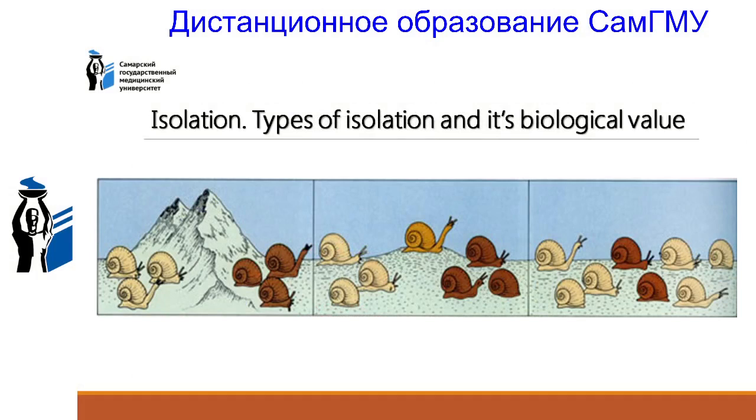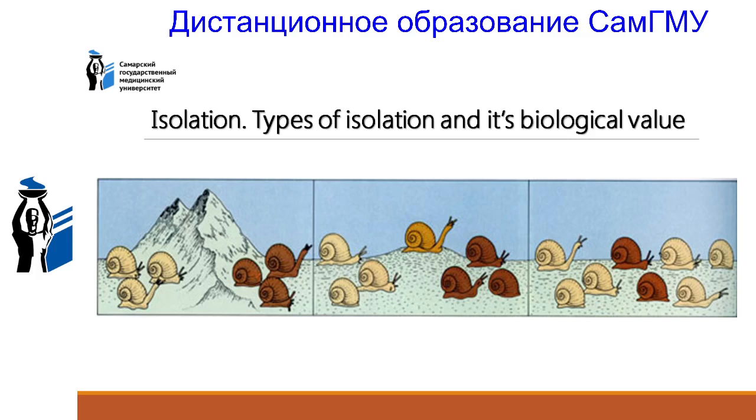Isolation, types of isolation and its biological value. In organisms that reproduce sexually, a species is a collection of interconnected populations. As long as individuals of different populations within a species, at least occasionally, can interbreed with each other and give fertile offspring, that is, as long as there is a flow of genes from one population to another, the species remains as an integral system.